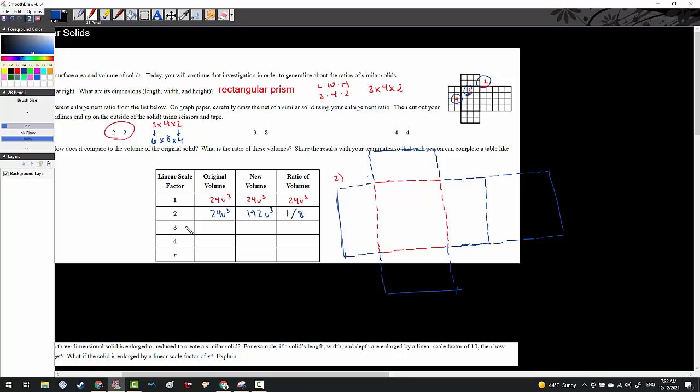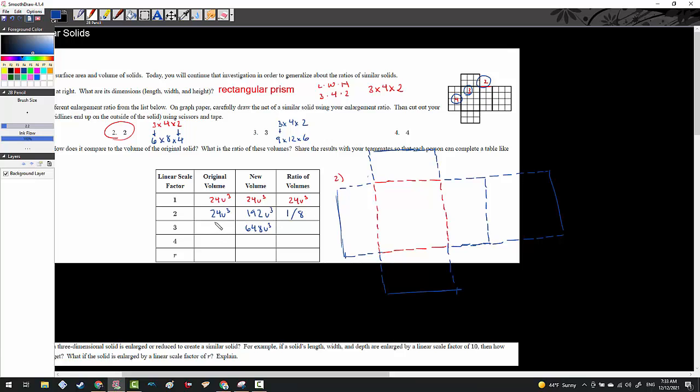If we enlarge everything by 3, I'll go back to my original 3 by 4 by 2. Again, you're supposed to be making these figures as a team, but we'll fast forward it. If I enlarge everything by 3, that's going to be 9 by 12 by 6. And what happens when I multiply those together to get volume? I'm going to end up getting 648 units cubed as the new volume.